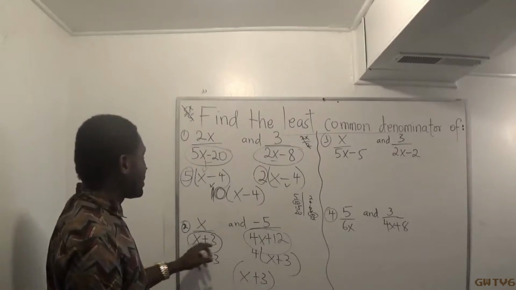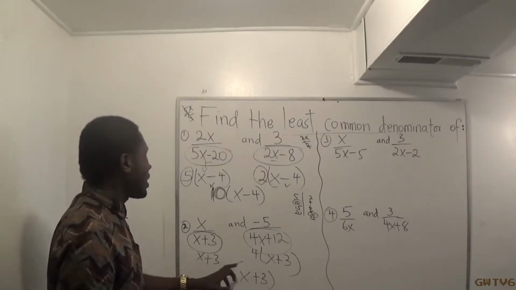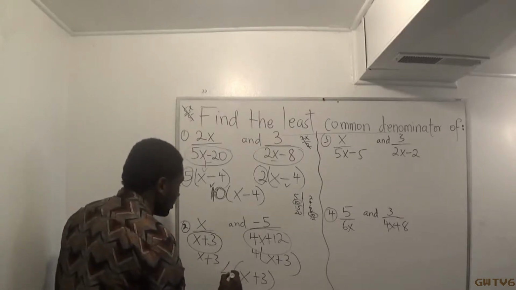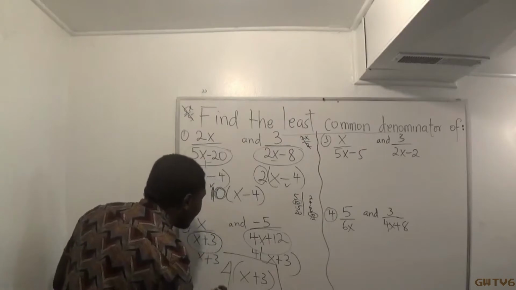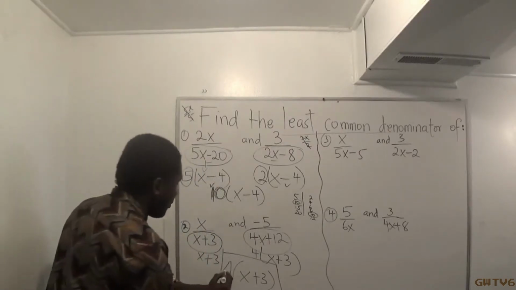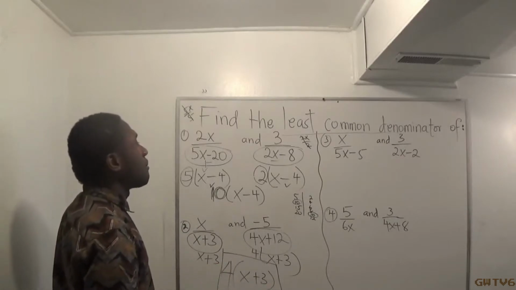And then I'm going to check the numbers in front. I don't have any number here, but here I see a 4. So I can put it right away, right here. So that means 4 parentheses x plus 3 is my LCD.